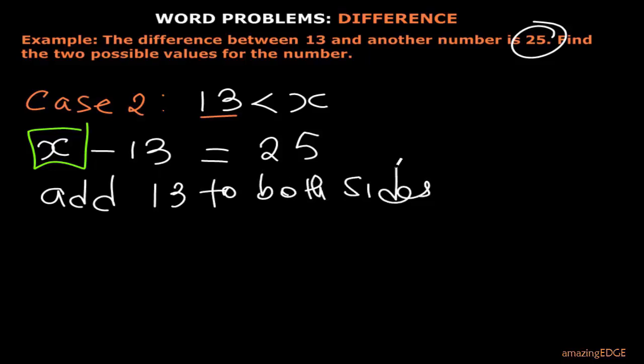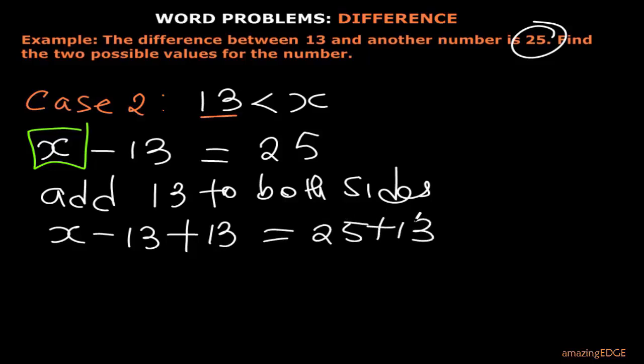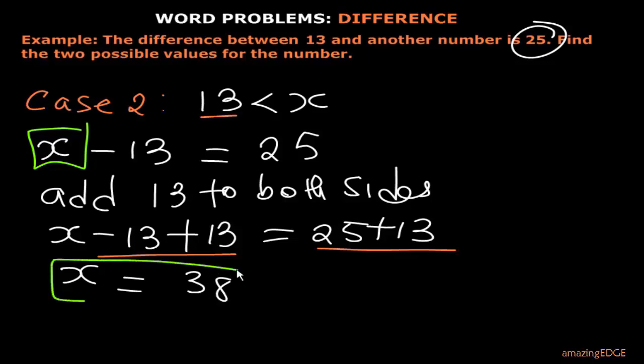So when we do that, you have x minus 13, then you add the 13. Then on the right hand side, you have 25 plus 13. So here, everything is gone. So we are now left with only x. 25 plus 13 will give us 38. So we have x equal to 38. So if case 2 holds, that is 13 is less than x, then x becomes equal to 38.